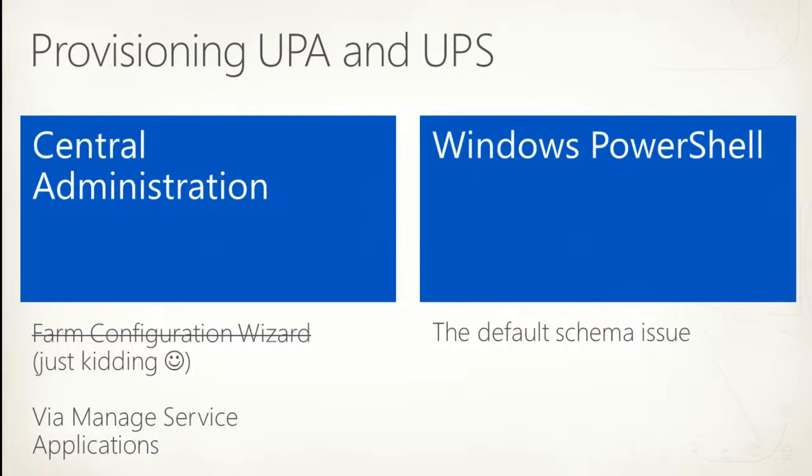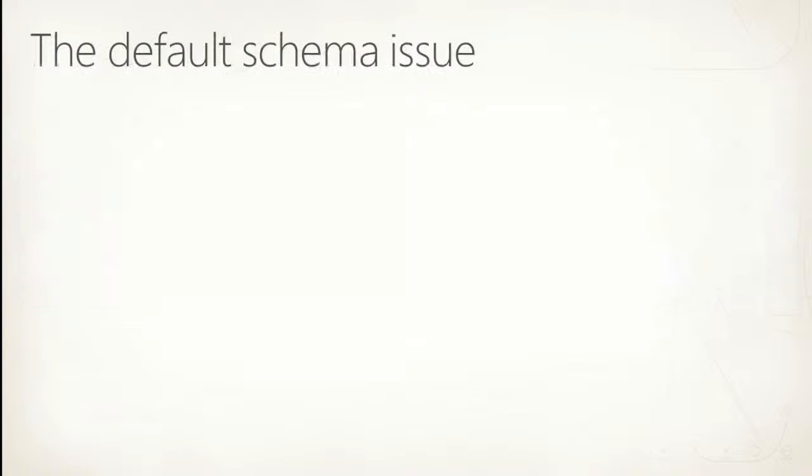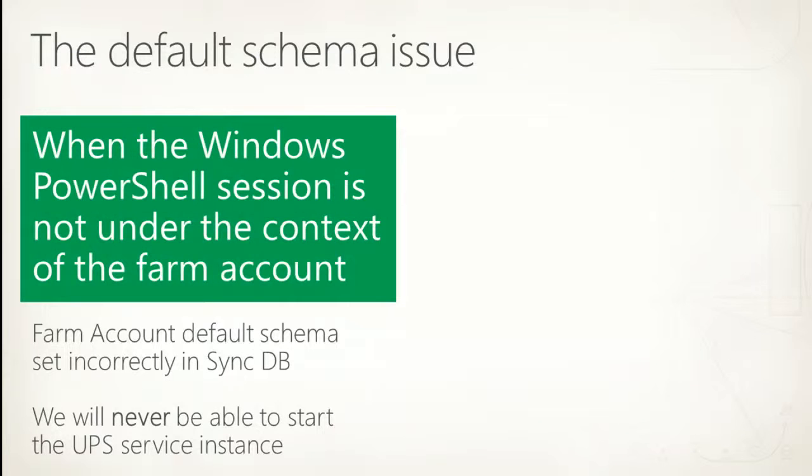But the problem with this is we still have the default schema issue. So what is the default schema issue? Basically, if we attempt to run a PowerShell session as anybody other than the farm account and run the New-SP commandlet for the UPA, and create the UPA, it will incorrectly configure the default schema in the sync database. And the impact of that is we will never be able to get UPS running. It won't start. It's impossible until we fix this issue.